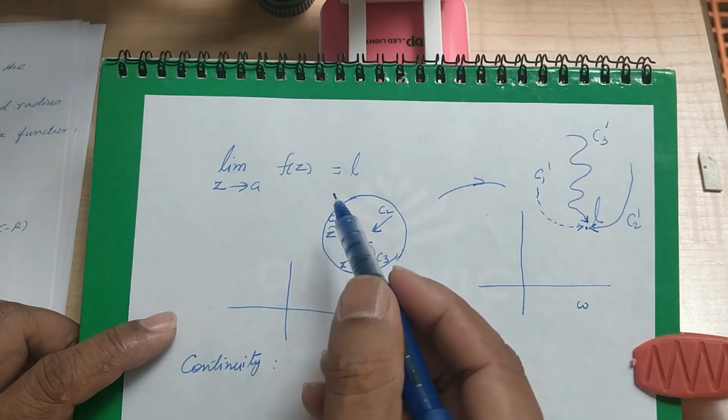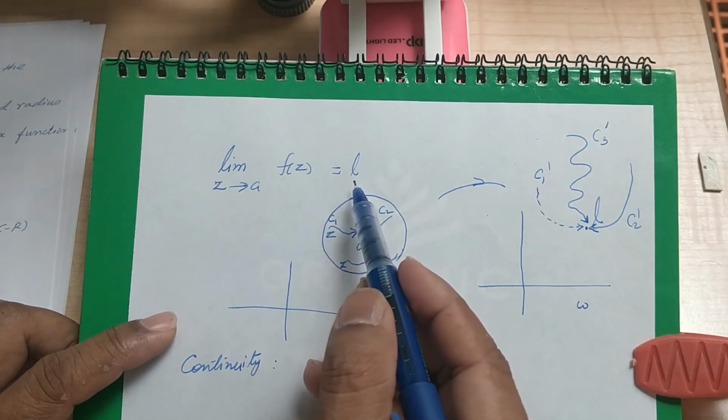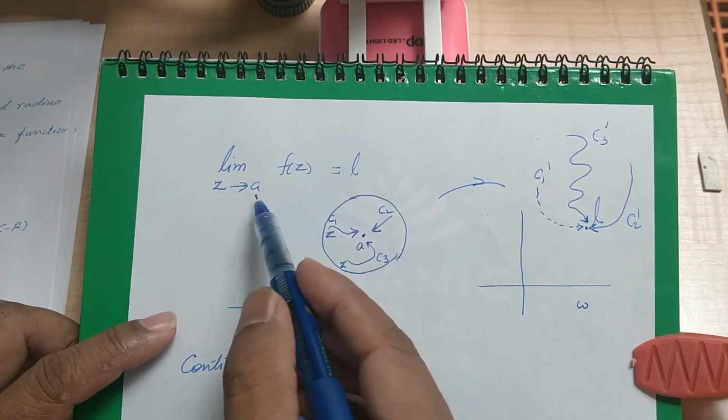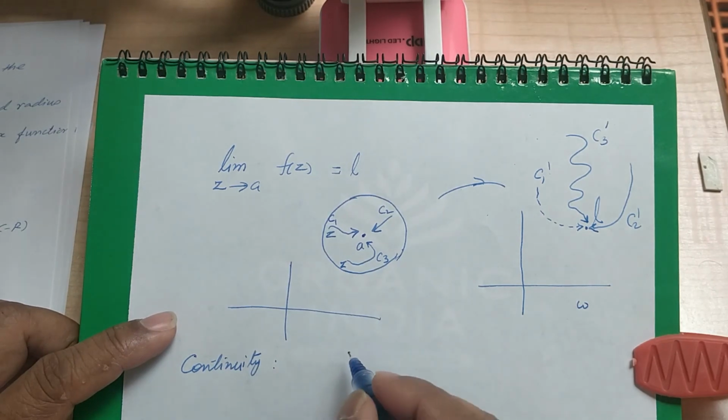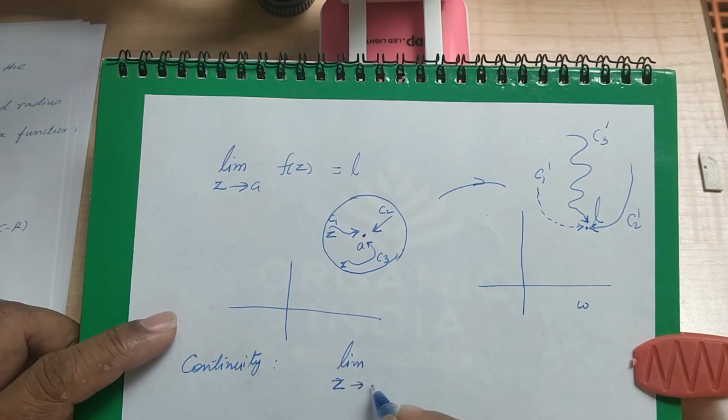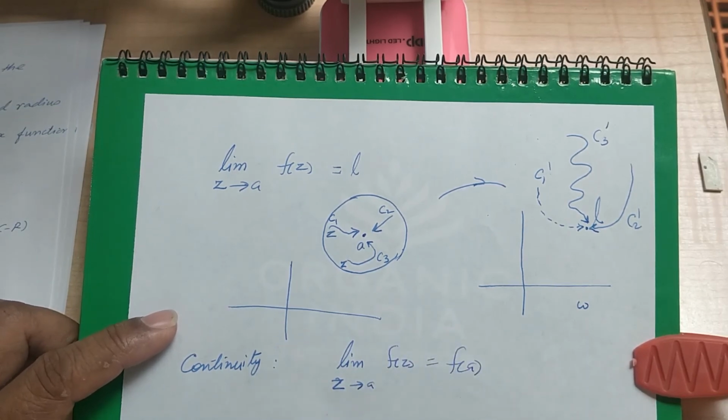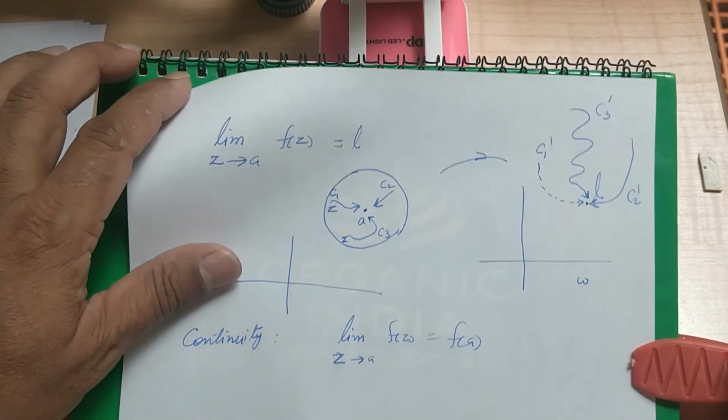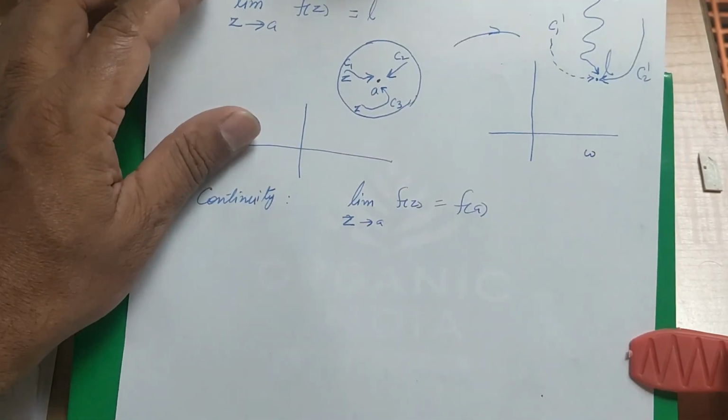About continuity: as in the case of real variables, if the limit is equal to the value of the function at a, you say that the function is continuous. So if the limit as z tends to a of f(z) is equal to f(a), you say that the function is continuous.